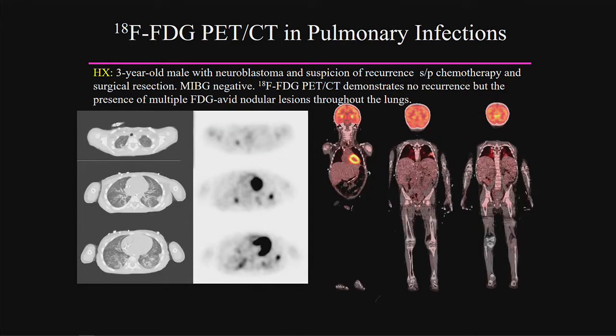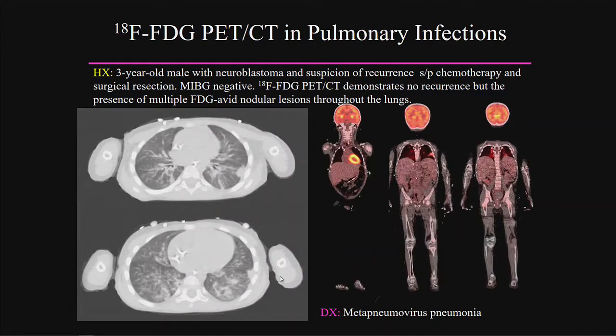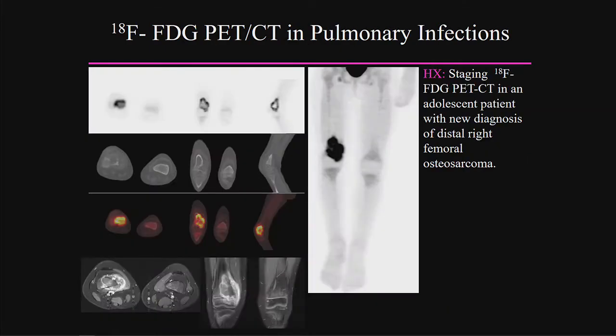Let me show you a few cases. This was a 3-year-old with neuroblastoma and suspicion of recurrence following chemotherapy and surgical resection whose MIBG scan was negative. So FDG PET was obtained, and there was no evidence of recurrence, but as you can see, there's FDG uptake in multiple pulmonary nodules with somewhat of a tree and bud appearance, and the diagnosis was metapneumovirus pneumonia.